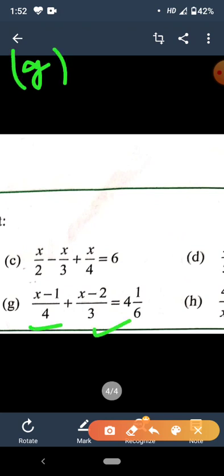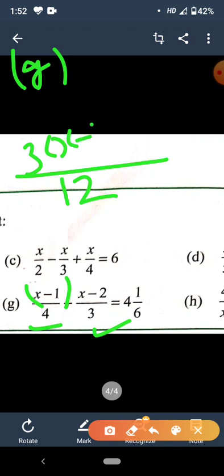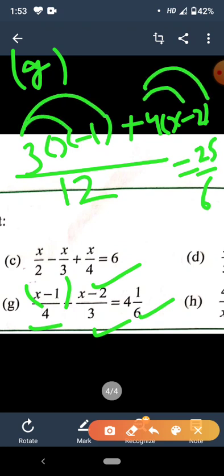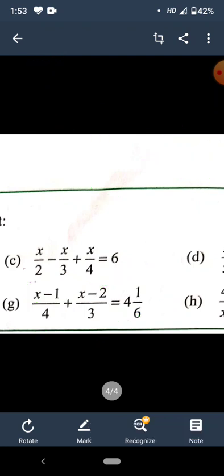Here you can see 4 and 3, LCM, so just take the LCM firstly, this is 12. So multiply it 3x minus 1, then multiply it 4x minus 2, and then this is a mixed number, change it to 25 by 6. Now solve it, do the calculations, and you will get the answer.